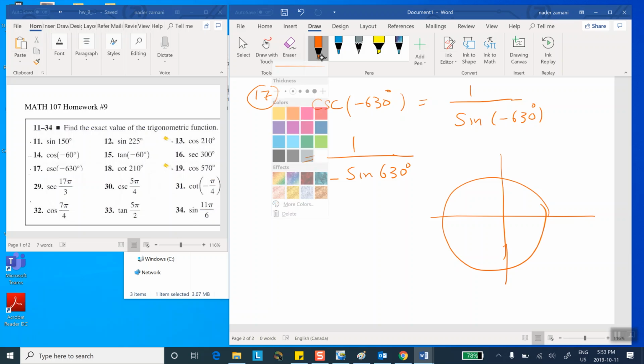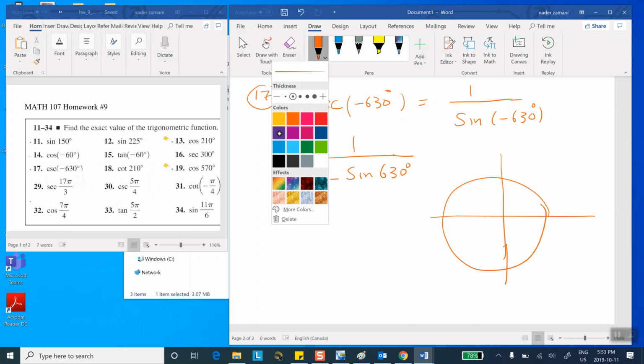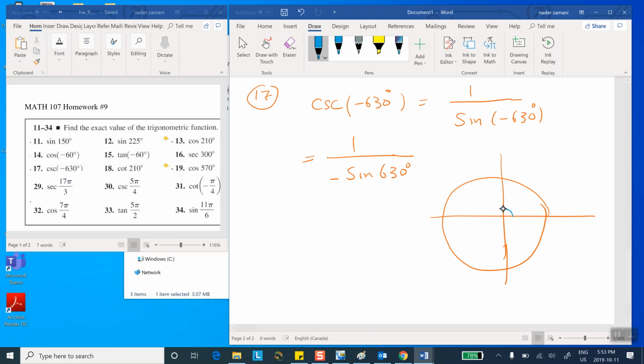Okay, so 630 means that you go 360 degrees once. That'll take you here. You go by another 270. That'll take you there. So there we are. This is the angle. So you go 1 round and then all the way to the 270 vertical line. Okay. And it's obvious that sine of that angle is minus 1.